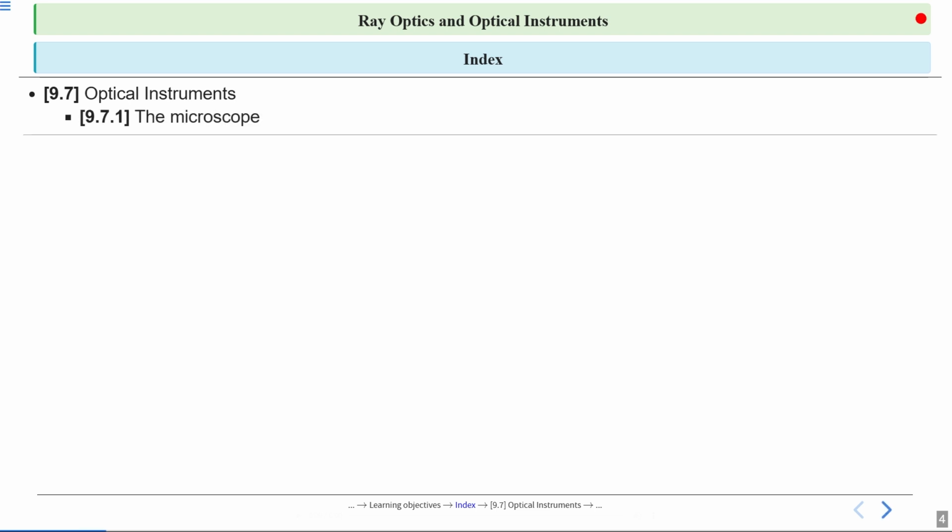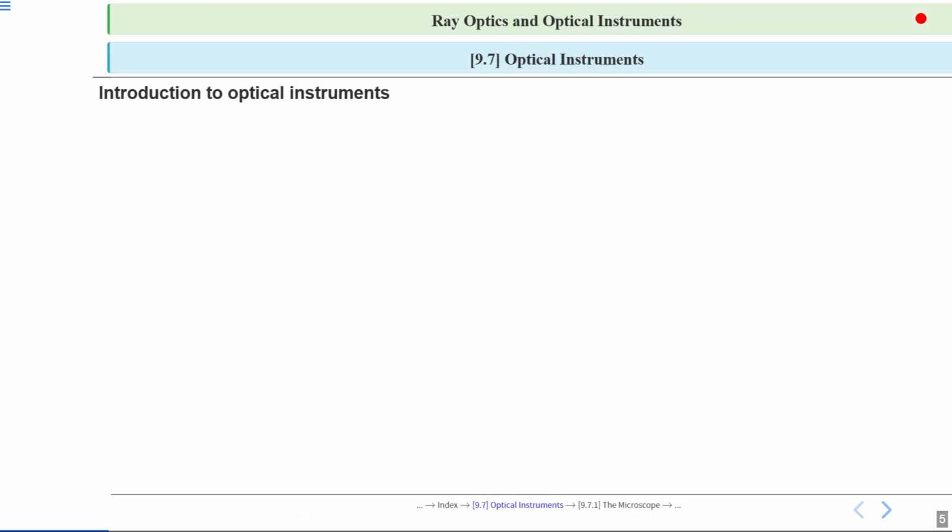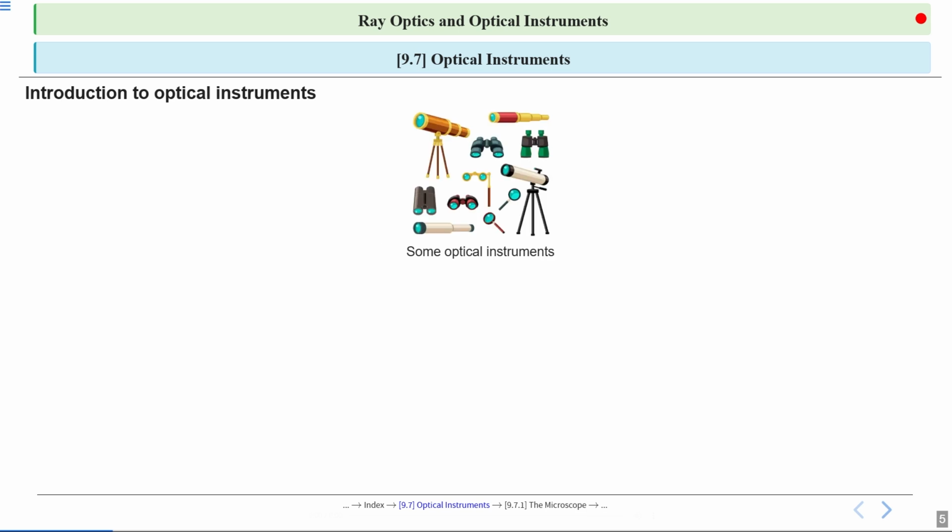In this lecture, we are going to cover NCERT section 9.7 optical instruments and section 9.7.1 the microscope. Here we have an image showcasing various optical instruments. Notice how these devices are designed to assist in viewing objects that are either too small or too distant for the naked eye. This visual sets the stage for our deeper dive into their functionalities.